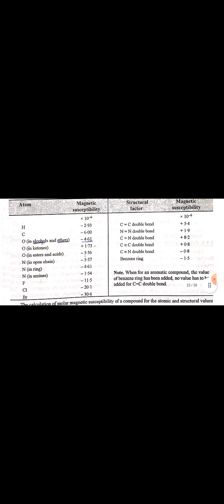N in amines minus 1.54, F minus 11.5, Cl minus 20.1, Br minus 30.6, C double bond C 5.4 into 10 to the power minus 6, and N double bond N 1.9, C double bond N 8.2, C triple bond C 0.8, C triple bond N minus 0.8. Benzene minus 1.5. When for an aromatic compound the value of the benzene ring has been added, no value has to be added for C double bond C.